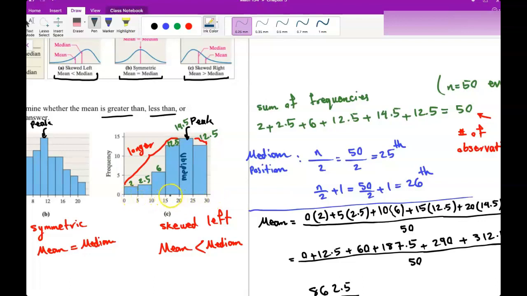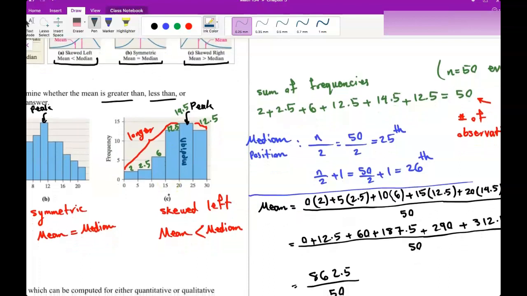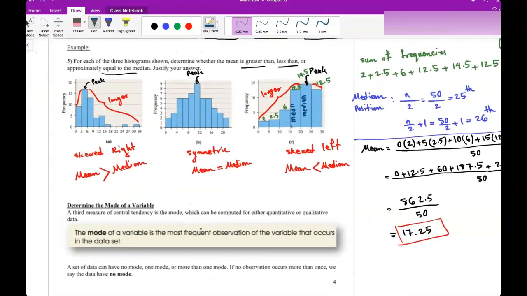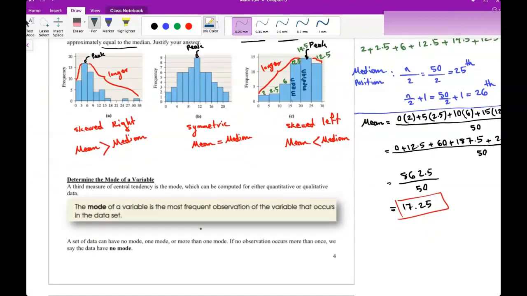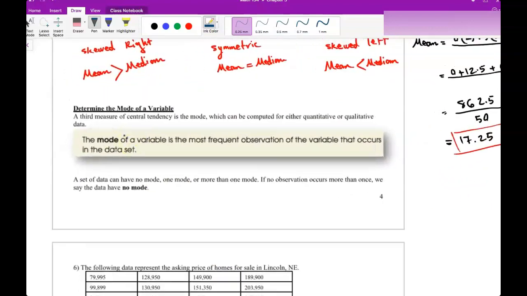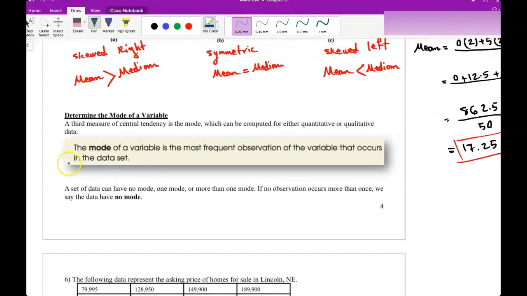And that is 17.25. Okay, so it should be there. Here is our mean. And mean is less than median. So mean is less than median. Next part.